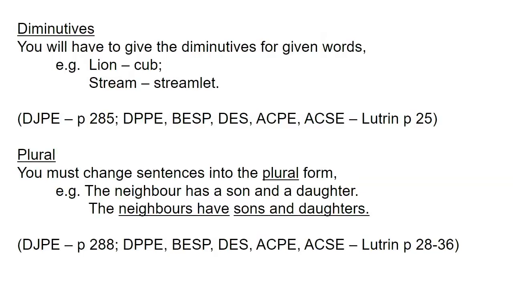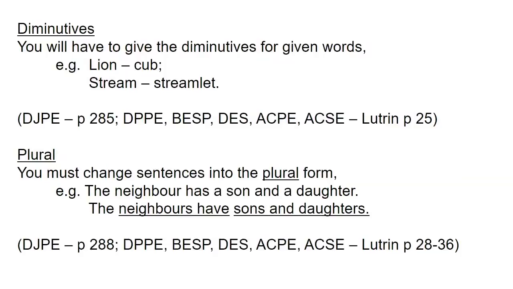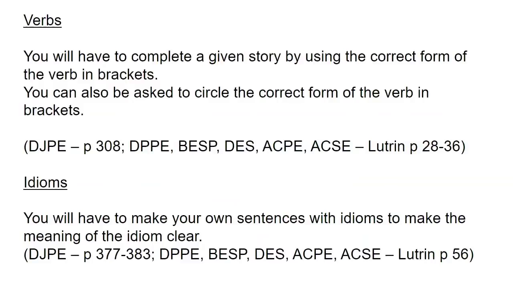The plurals are usually very easy for you, and you must be able to change a certain word in a sentence to the plural. The neighbor has a son and a daughter. The neighbors have sons and daughters. And those are also on page 488, while the others will find it on page 28 to 26 in their Lutheran books.